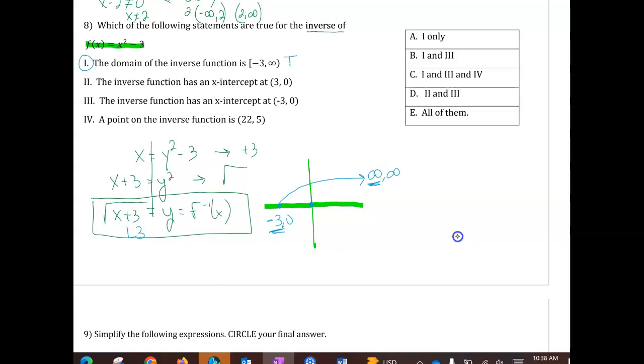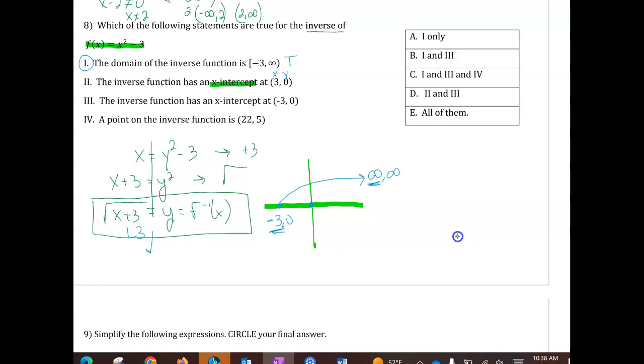The inverse has an x-intercept at (3, 0). So x-intercept just means it's crossing the x-axis at (3, 0). In my picture, I can see that it's not crossing the x-axis at (-3, 0). But if I didn't have a picture, what I could do is take this x value, this y value, and plug it into the inverse.